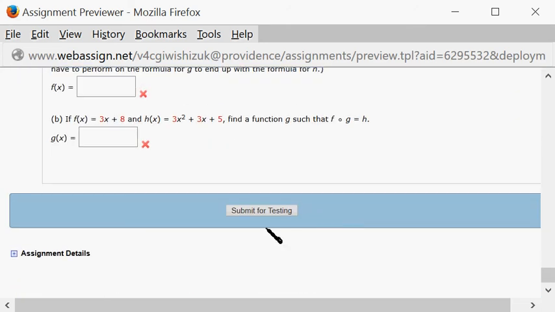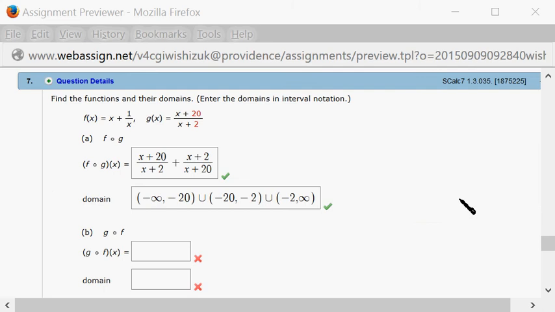All right, so let's check the answer. I'm going to submit for testing. It came back and it looks like we got this one correctly. So let's do part B.